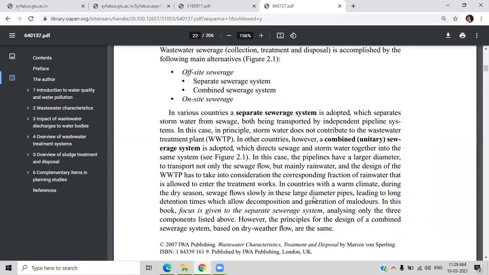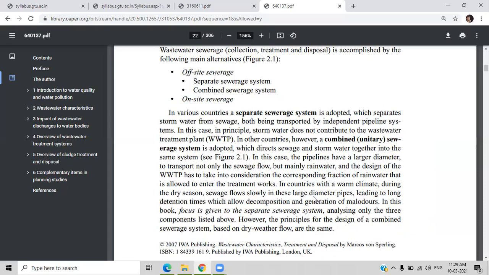So in various countries, the stormwater drainage as well as the sewage drainage are different, so they can be transported independently with the help of pipelines. In this case, in principle, stormwater does not contribute to the wastewater treatment plant. In other countries, however, a combined sewerage system is adopted, which directs sewage and stormwater together into the same system.